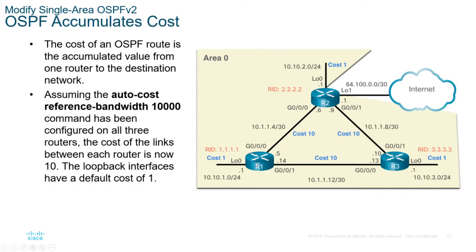And it'll also go, okay, well, I can also get there by going up to router 2, which is a cost of 10, then down to router 3, that's a cost of 20, and then over to that network, so it's a total cost of 21. Then it compares the two potential routes: the cost of 11 is less than the cost of 21. So my direct route from router 1 to router 3 is the route that's going to be added into my routing table to get to the 10.10.3.0/24 network.